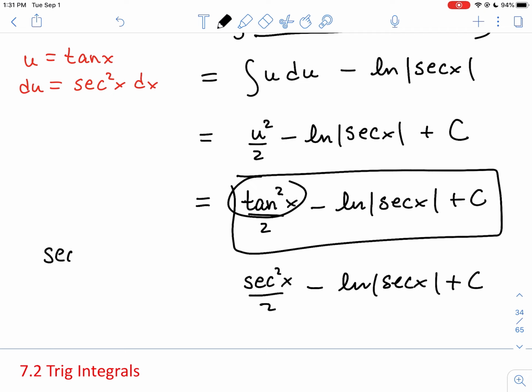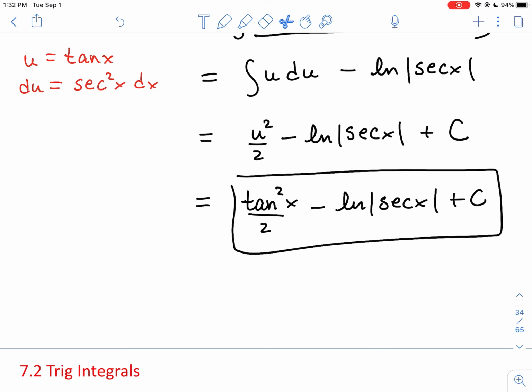The reason why these are both acceptable is because of the Pythagorean identity for tangent squared, right, I could write tangent squared as secant squared of x minus 1. And then when I divide that by 2, I divide both of those by 2. But this extra 1/2 could be absorbed in the plus c. Both of these answers represent the same infinite family of antiderivatives. But let's go ahead and just leave tangent squared as my final answer.